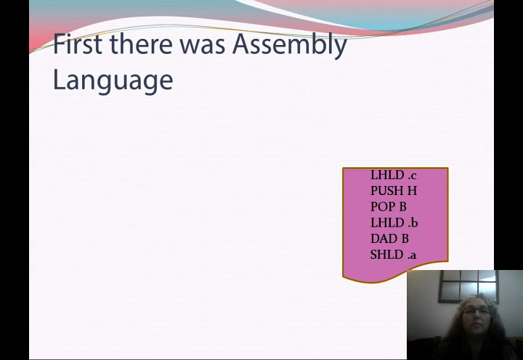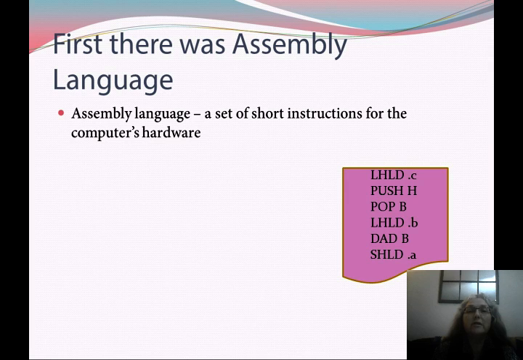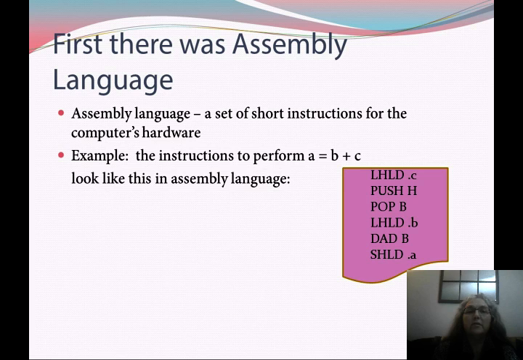Before high-level programming languages were invented, there was assembly language. Assembly language is a short set of instructions for computers' hardware. It can be read by humans, but it's difficult to understand the meaning unless you're intimately familiar with the language. The example is the set of instructions that are used to perform the operation A equals B plus C.